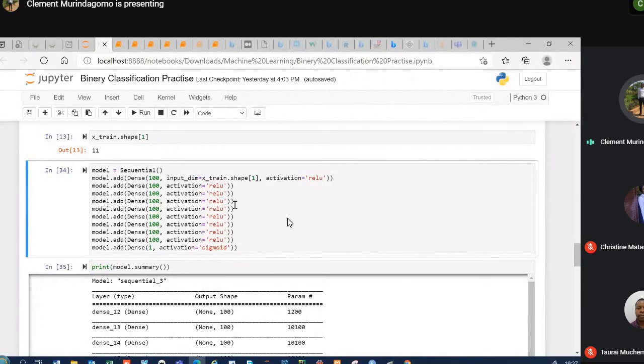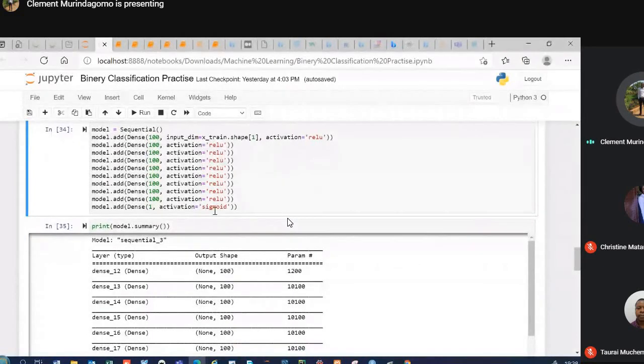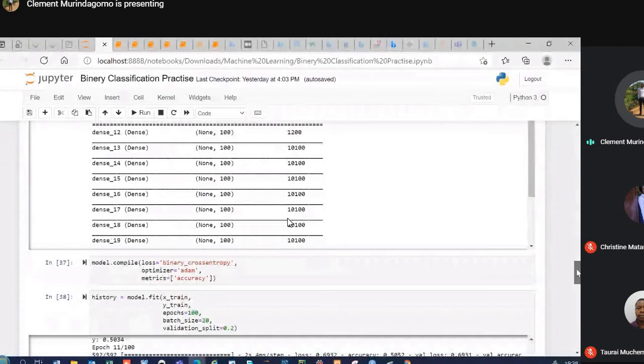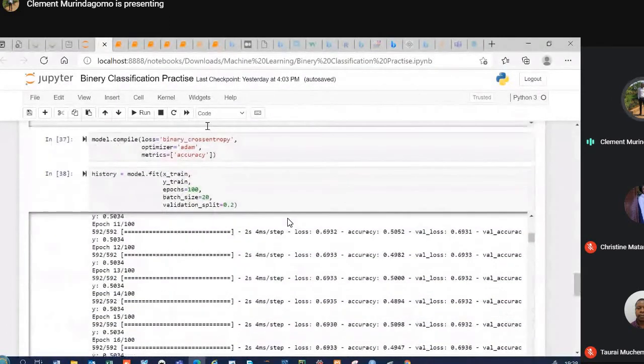I first started with 20 neurons and then 3 hidden layers. But I don't know what was going on, or maybe it's because I didn't scale? I was just getting the same result. So I ended up using 100 neurons and then 2, 4, 6, 8 hidden layers. Then on the output layer, I used a sigmoid activation function. Here I was compiling my model, where for the loss function I used binary cross entropy, optimizer Adam, and metrics I used accuracy.